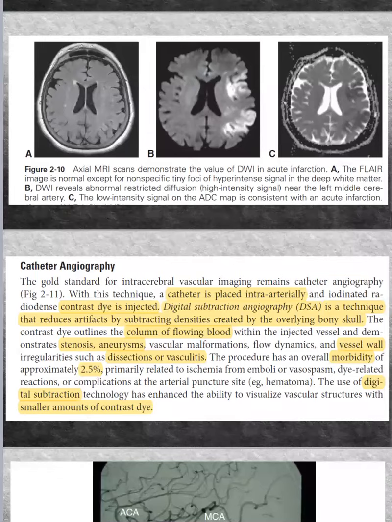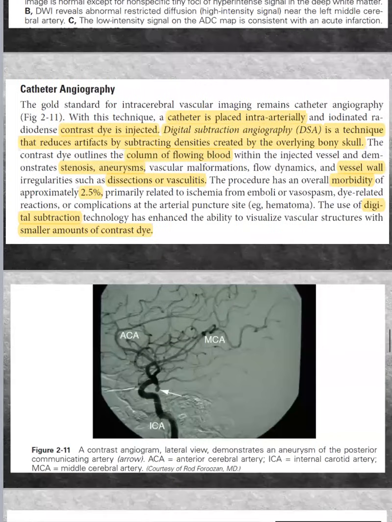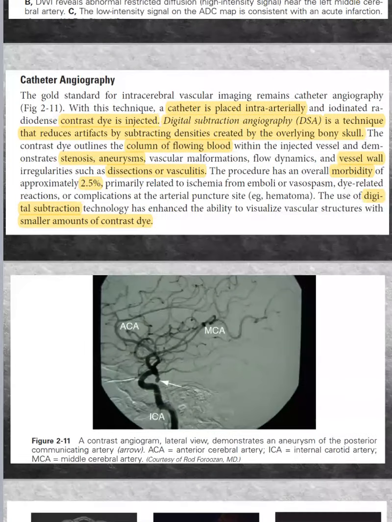Okay, so let's go to the final slides, which are for the catheter angiography, MRA and MRV. I mentioned MRA and MRV before, but here let's talk about the catheter angiography. By the way, this is the gold standard, which is extremely sensitive to nearly all lesions of the vessels.